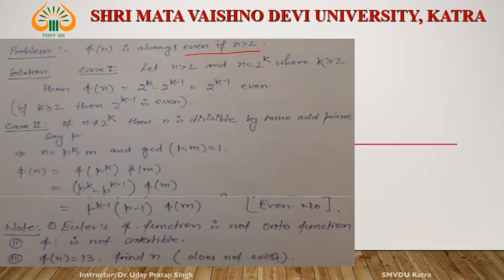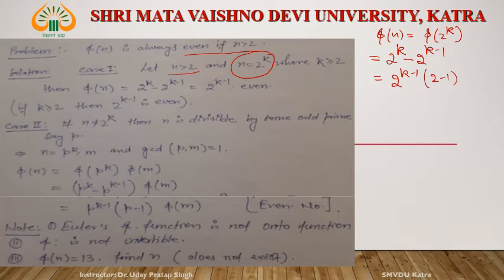See, suppose two cases. Number one, n is greater than 2, then n can be written as this. If n can be written as this, then what is phi of n? Phi of n is equal to phi of 2 to the power k. We already know that phi of p to the power k is equal to p to the power k minus p to the power k minus 1. And solve it: 2 to the power k minus 2 to the power k minus 1, that is 2 minus 1. This is equal to 2 to the power k minus 1, and this is an even number. Means the first case is true. If n is equal to this form, then this is true.